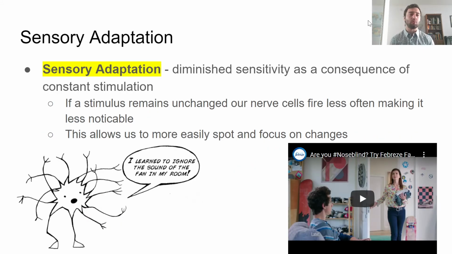So that gets us to what is called sensory adaptation. This one is pretty straightforward, right? How our senses adapt. Basically, what we know is that our senses become less sensitive when there is constant stimulation. So, diminished sensitivity as a consequence of constant stimulation.